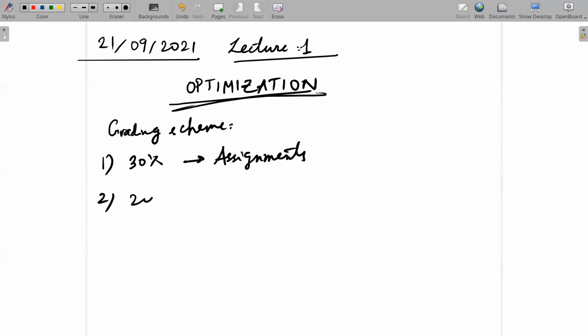And then somewhat like a mid-sem, there will be 20%. It's a take home mid-sem, in the sense it will be essentially an assignment, but instead of having a week, you will have a day. So take home exam. And then third, of course, 50% will be a final exam.